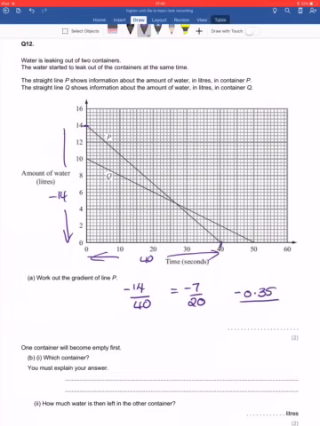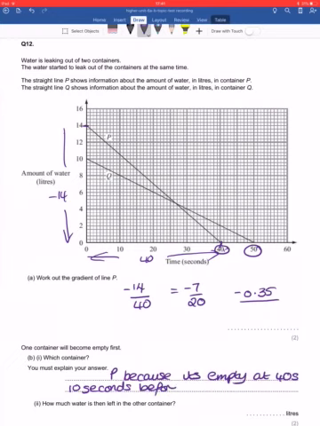Okay. One container will empty first. Which one? Right, so P empties first, okay, but you must explain, it wasn't done very well. So P, because it's empty at 40 seconds, 10 seconds before Q. Not necessarily because of the gradient, it is, but it's not exact enough. Okay, how much water is left in the other container? So at that point you just go up to where Q is, and it's 2 litres.